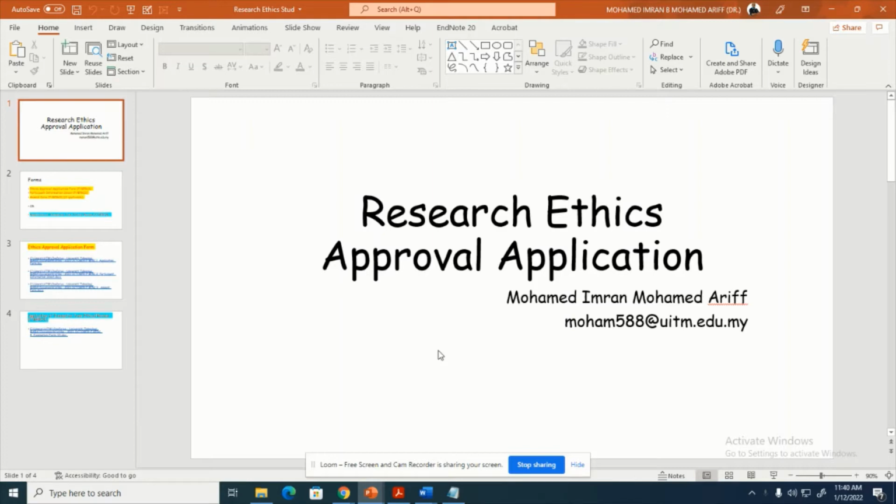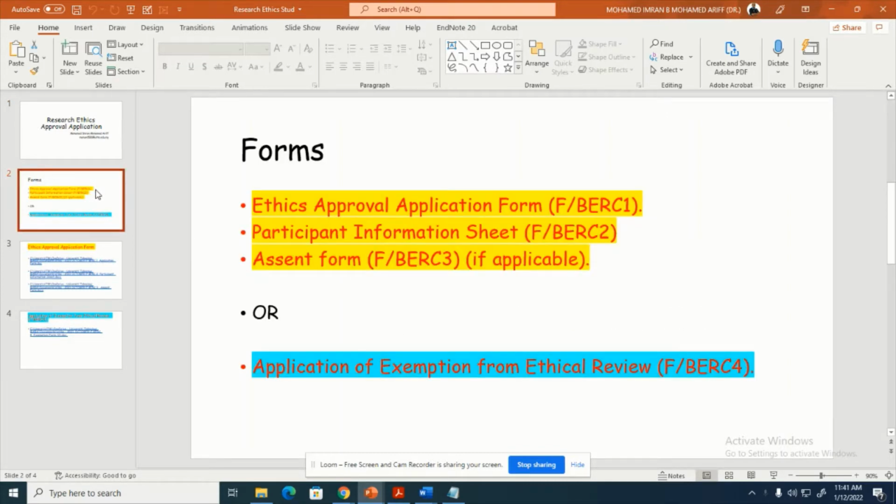This semester, there is a new ethics form. There are 4 ethics forms that need to be completed by the students: either human participation, which is 3 forms, or the exemption form, which is only 1 form. This is one set, the yellow one here, and another set, the blue one here. Most students will complete either 1, 2, 3, or only number 4.